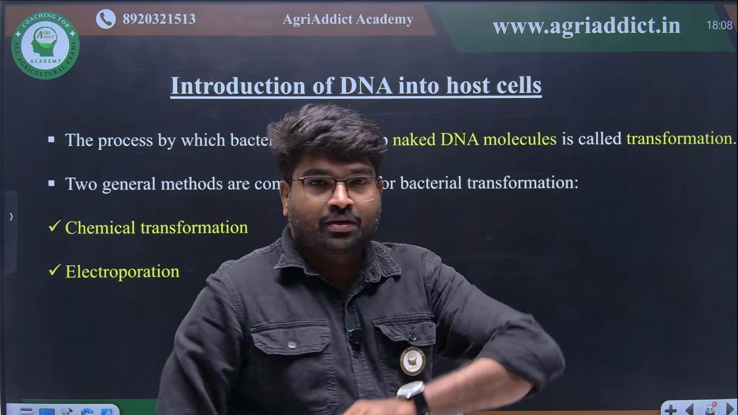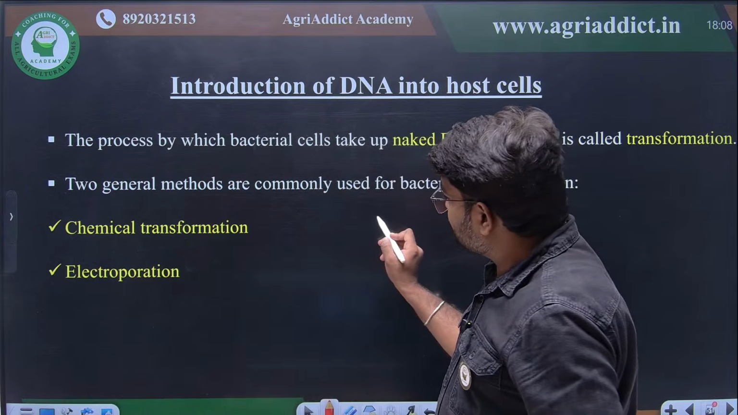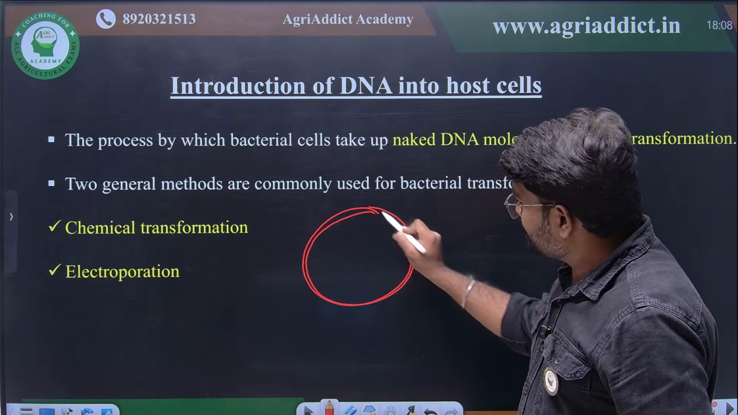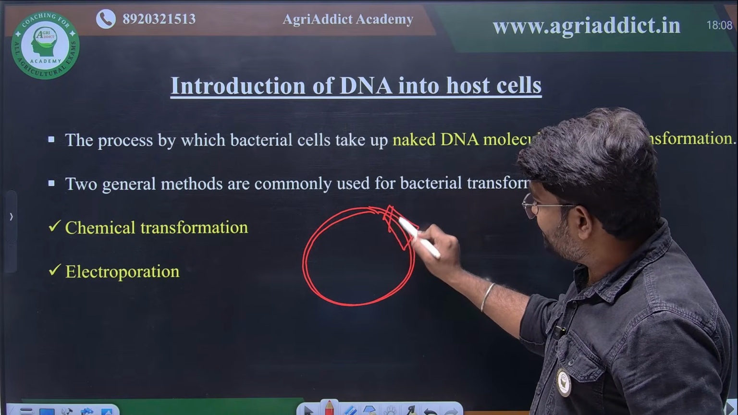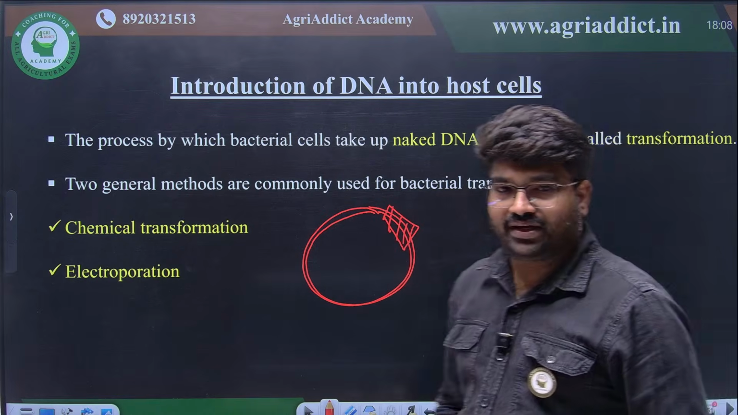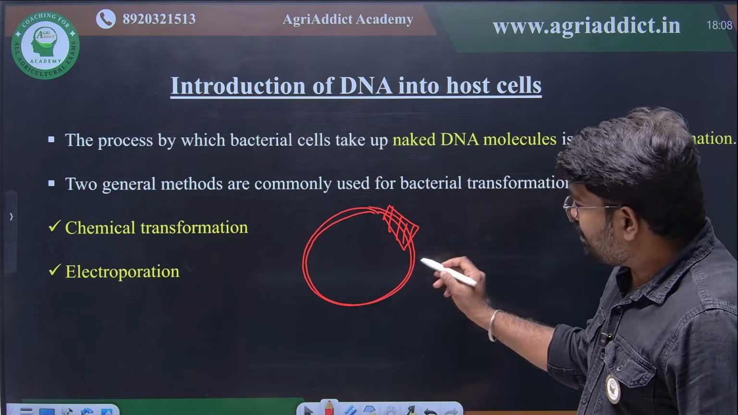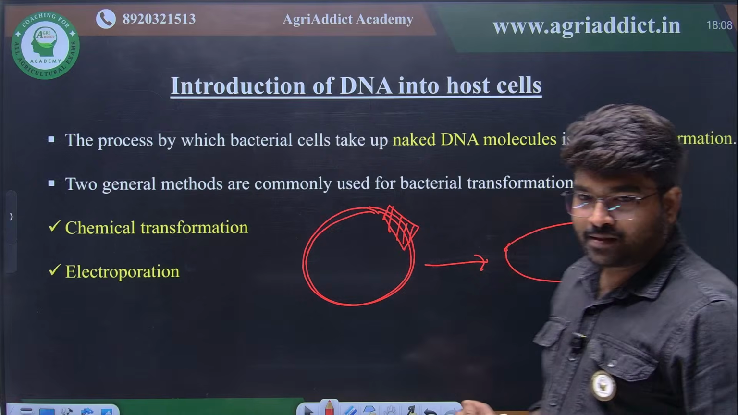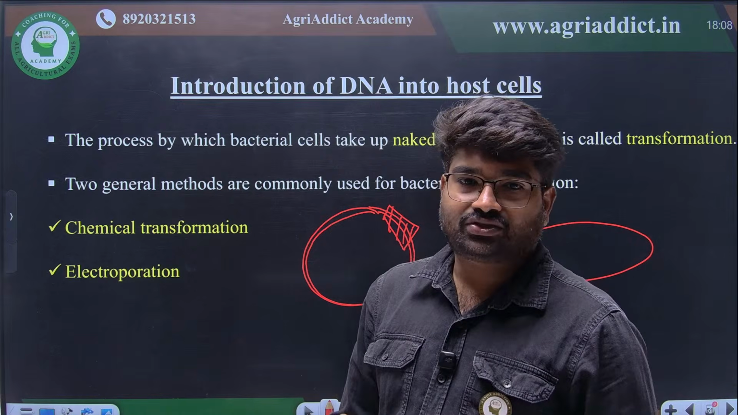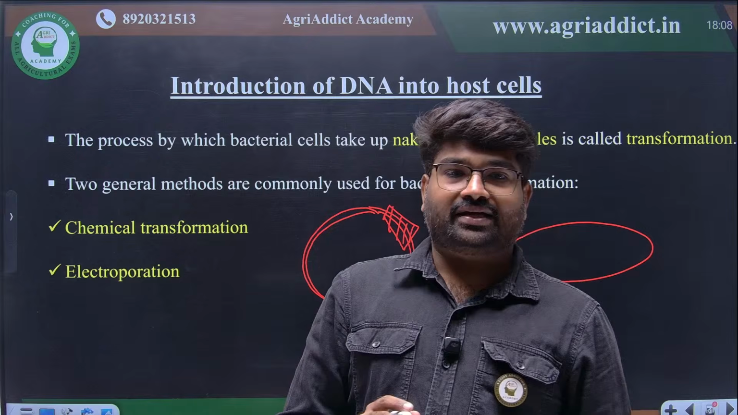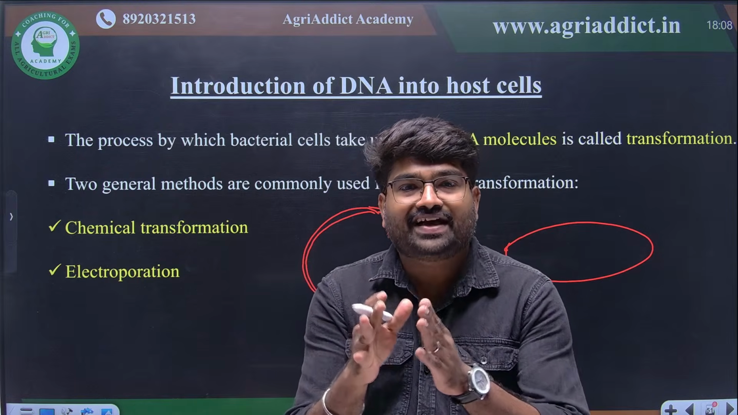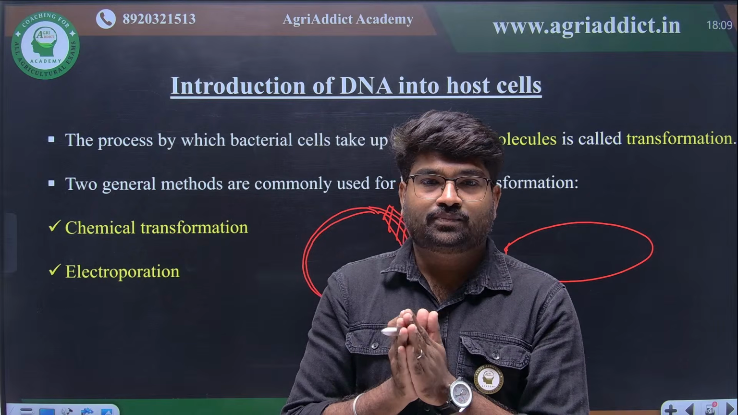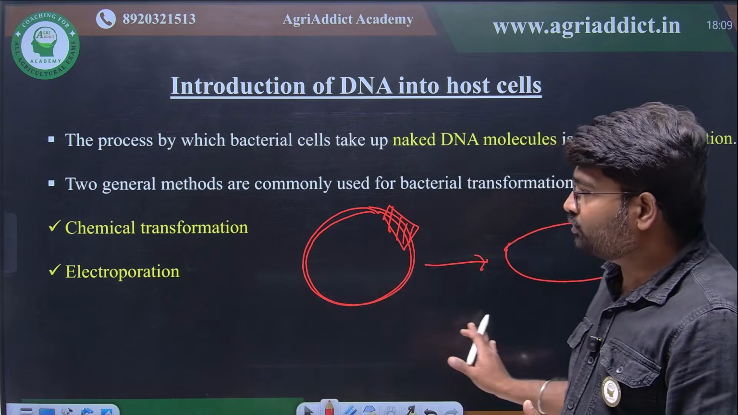Okay. Now we have our complete vector, the vector having our gene of interest. Now we have to transfer this into the host bacterium. Clear? What are the different ways to transfer our vector having the gene of interest to the host bacterium? That we are going to see now.